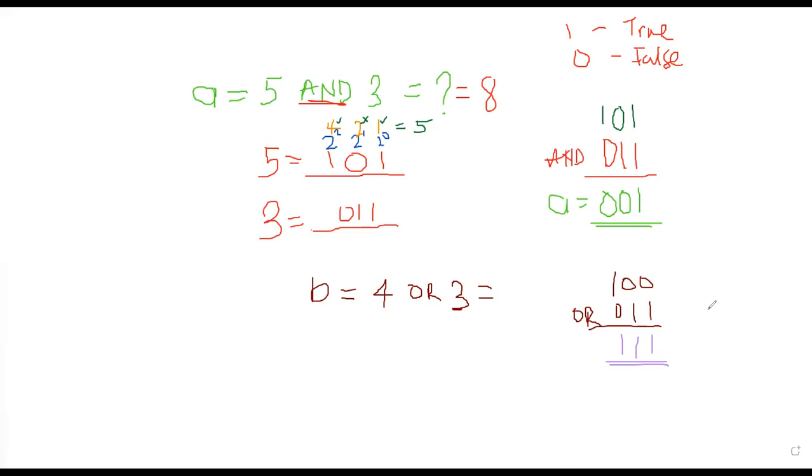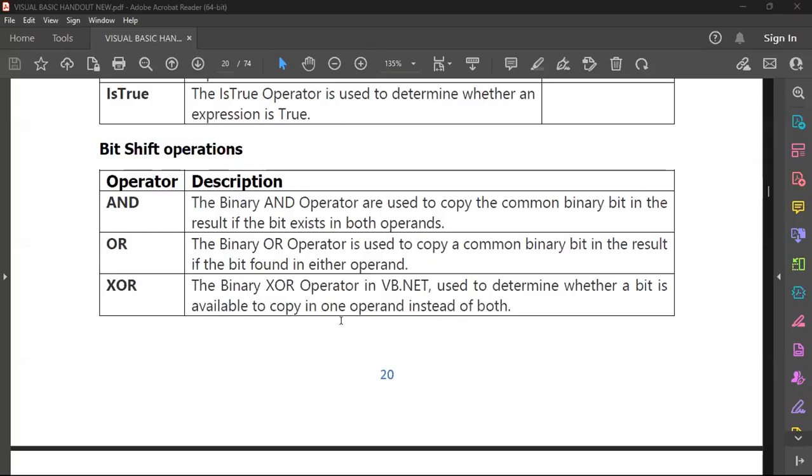OR is the opposite: if one is true, then the whole statement is true. That's how it is. It's 111, sir. Yes, 1, 1, 1. Okay. So that's how the bit shift operator handles these expressions. So let's go back to the material quickly.